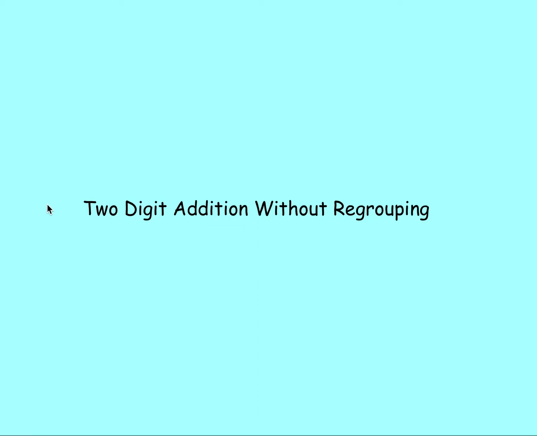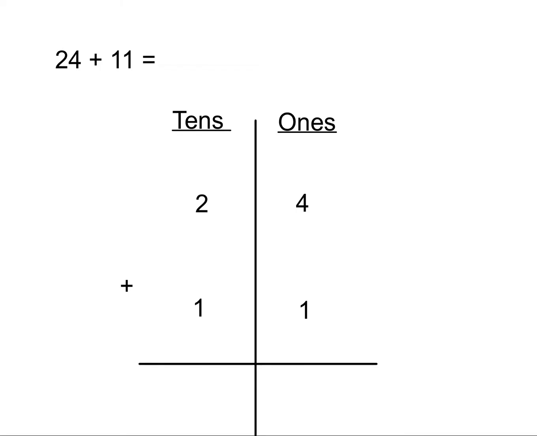Hi everyone. Today we're going to be doing two-digit addition without regrouping. So here's my first problem. I'm going to be adding these numbers. My problem is 24 plus 11 equals.